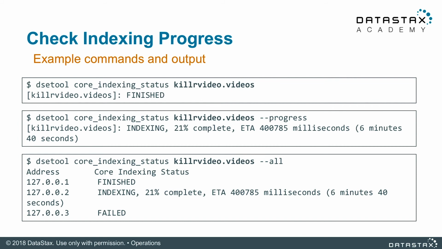In our first example, the command here is checking the status of the killervideo.videos search index, which happens to return a response saying that the reindexing is finished and means that it has successfully completed. The second command uses the progress flag to also return the percent completed and the estimated time left if the search index happens to be currently reindexing. The response here shows that the killervideo.videos search index is indexing at 21% complete, and there is still about 7 minutes before the reindexing is done. The final example shows the all flag being used, and the command returns a list of nodes identified by IP address and the reindexing status for each one.